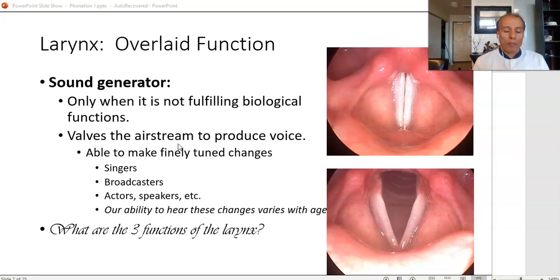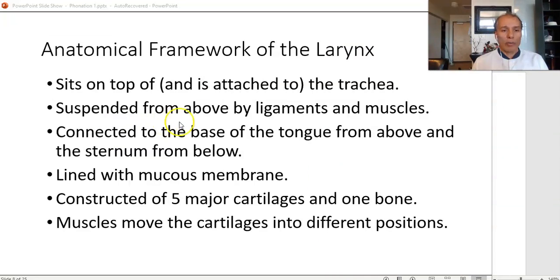However, living is possible. So speech or sound production is a secondary or overlaid function for the laryngeal mechanism and for the vocal tract itself. So these are three functions. Two of them are biological and survival functions, and one is the overlaid function of sound generation or producing sound.